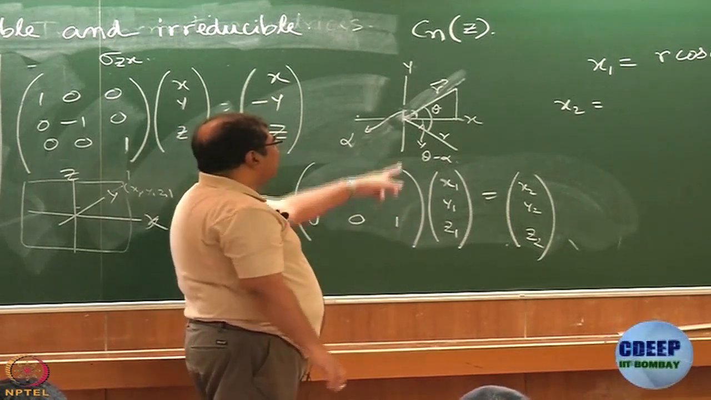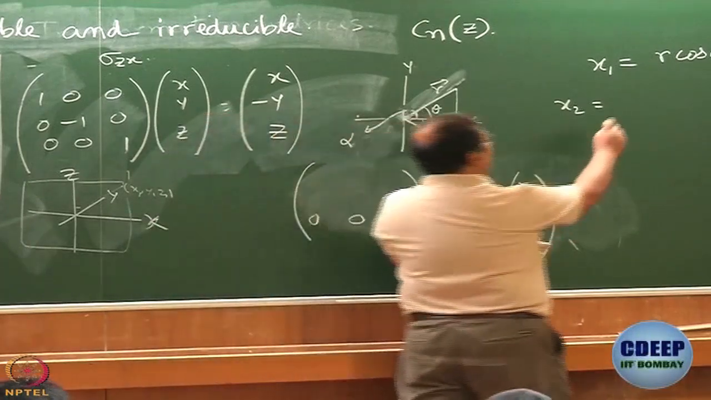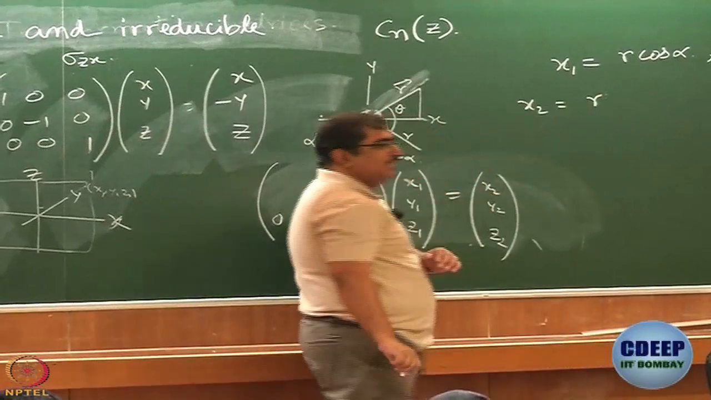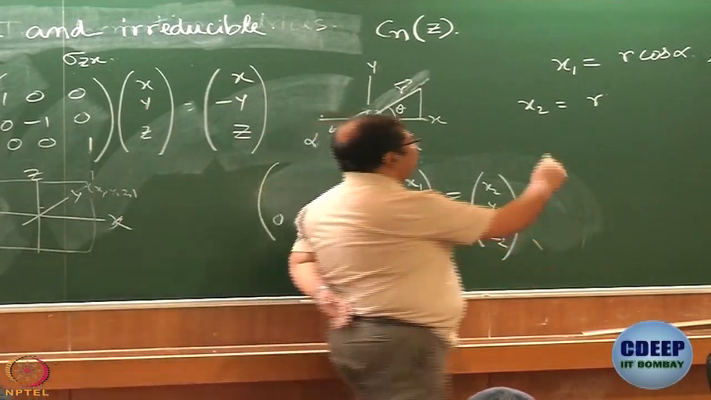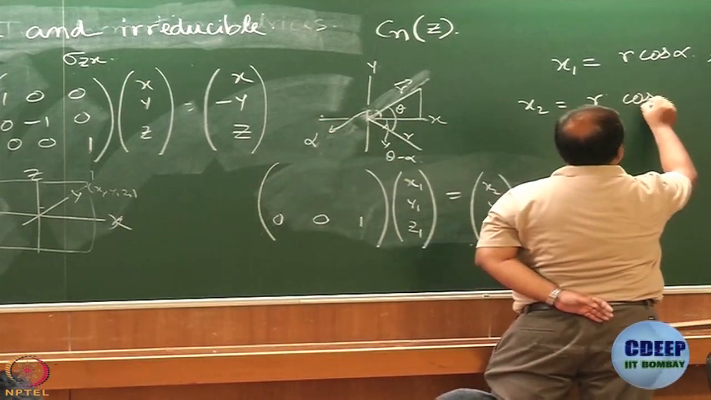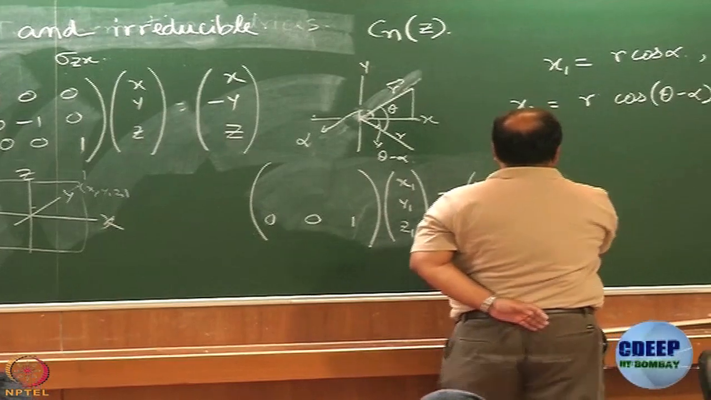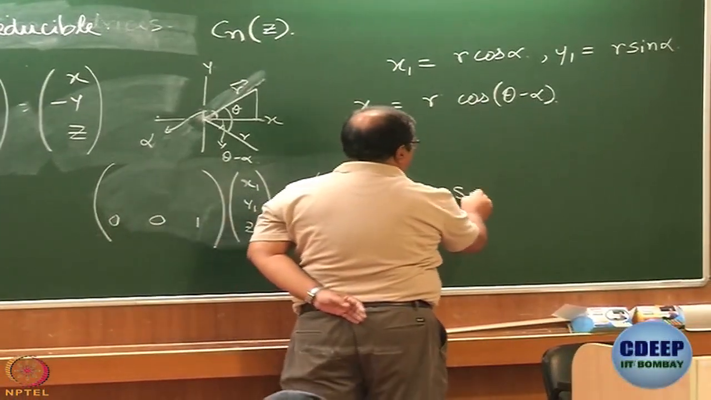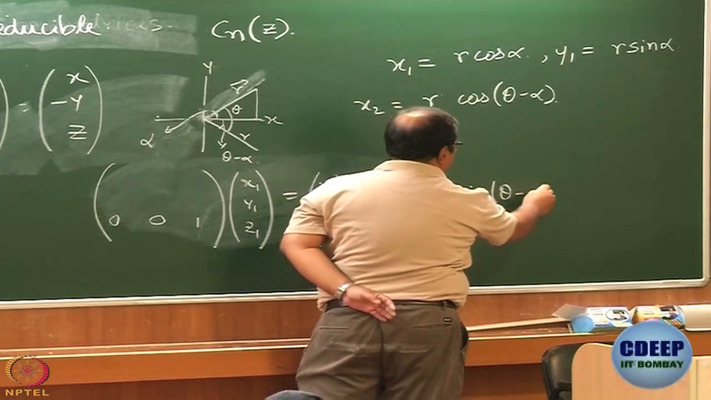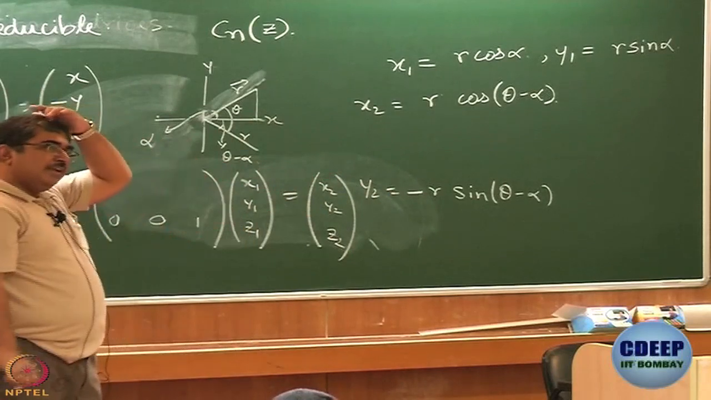What about x2? If this angle is theta minus alpha, help me. I will write the thing I know, r. Length does not change, r. Then what do I write? Cos theta minus alpha, and y2 is r sin theta minus alpha. What I will do is I just put a minus sign here.